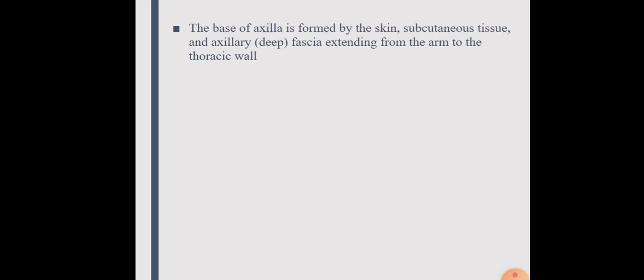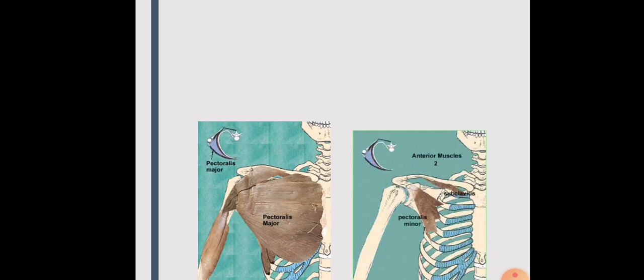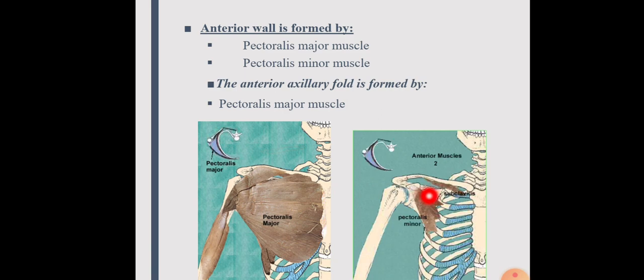The base of the axilla is formed by the skin, which extends from the arm to the thoracic wall. The anterior wall of the axilla is formed by the pectoralis major muscle and pectoralis minor muscle, and we have the anterior axillary fold. This one is known as the anterior axillary fold.